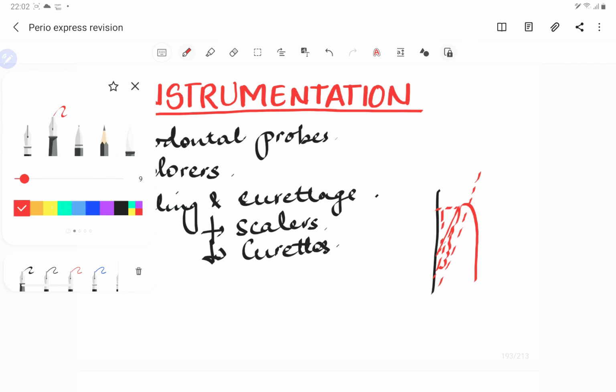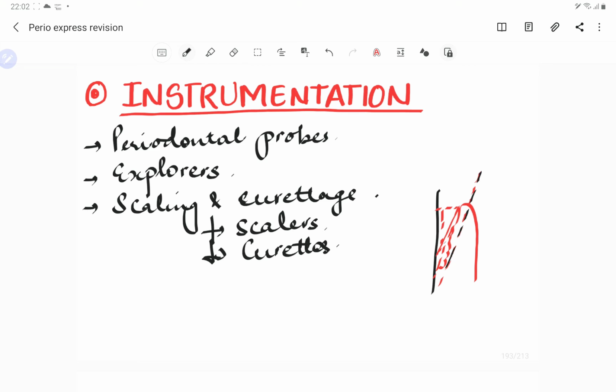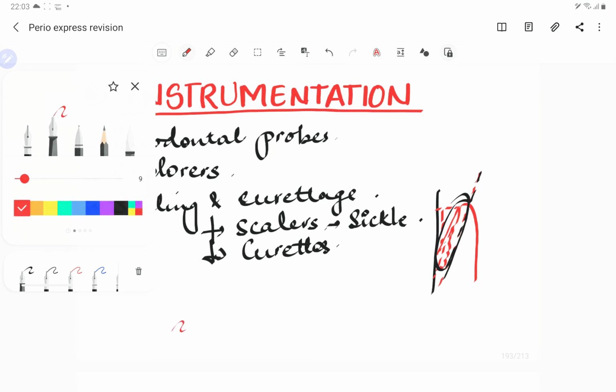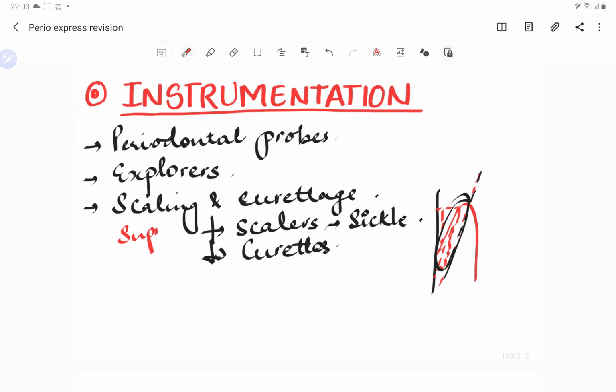So what we do is we remove this part of the epithelium. For that purpose we use the curettes. They are also used for supragingival or, most of the time, subgingival scaling. Supragingival we use the sickle scaler, and for subgingival we most commonly use the curettes. Then we also have the hoes, chisels, and the fine scalers that we will also cover in this part of the video.